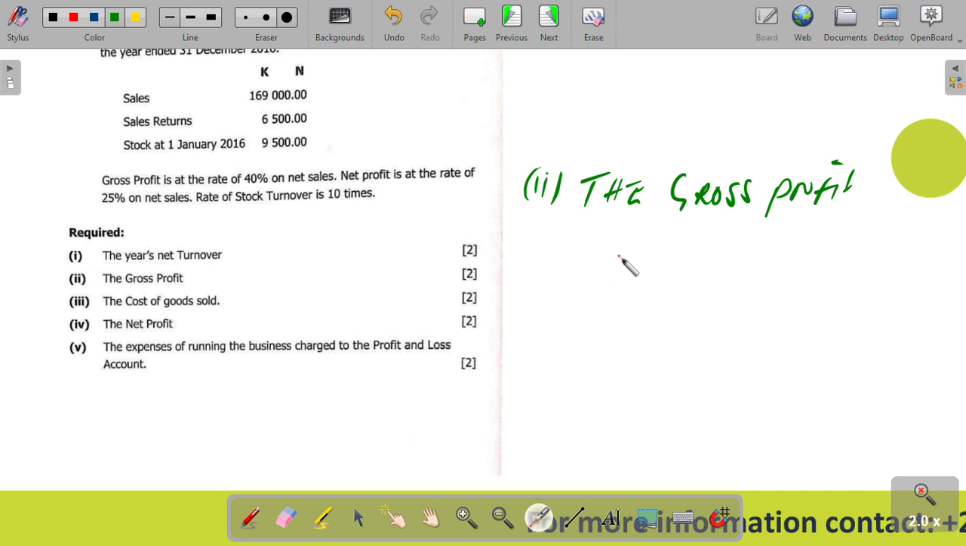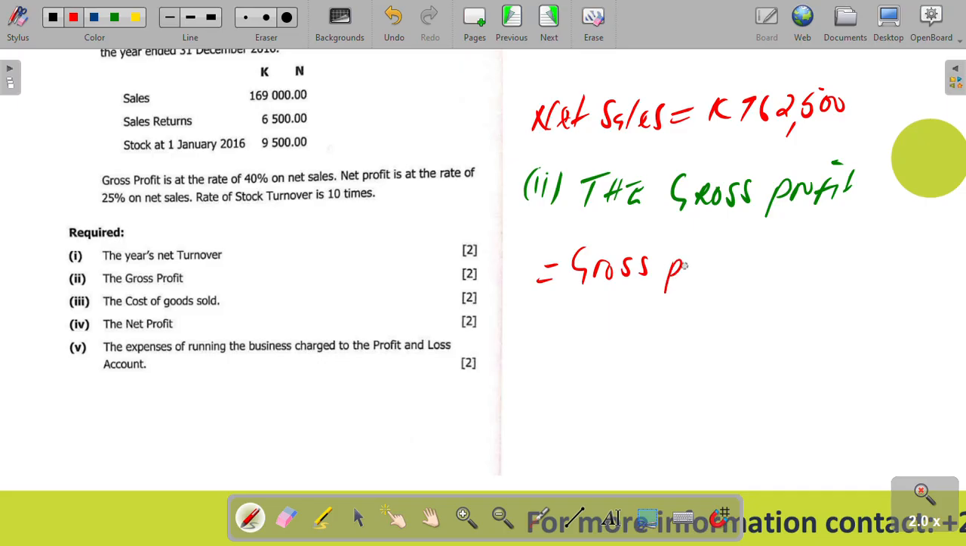And our net sales, what did we get in our first question? What was the net sale? The net sale was, this is why I told you to write down, okay, because we'll be referring to the previous question. Net sales was how much? 162,500. This was the net sales. So we are told the gross profit is at the rate of 40%. So we are calculating this way.